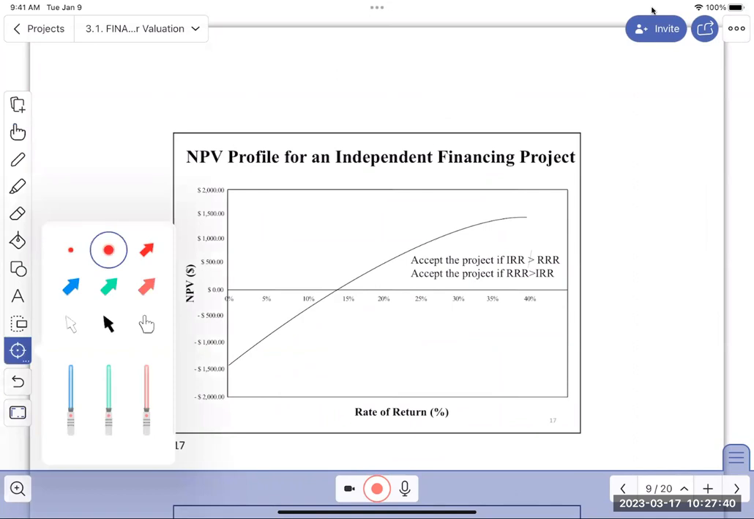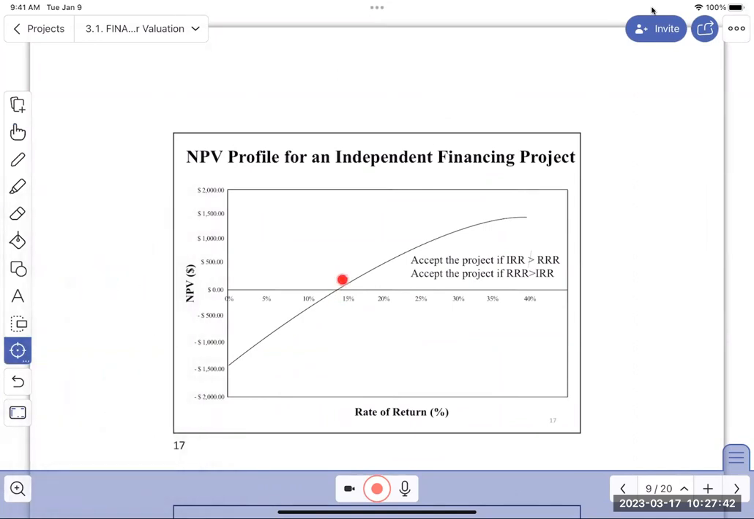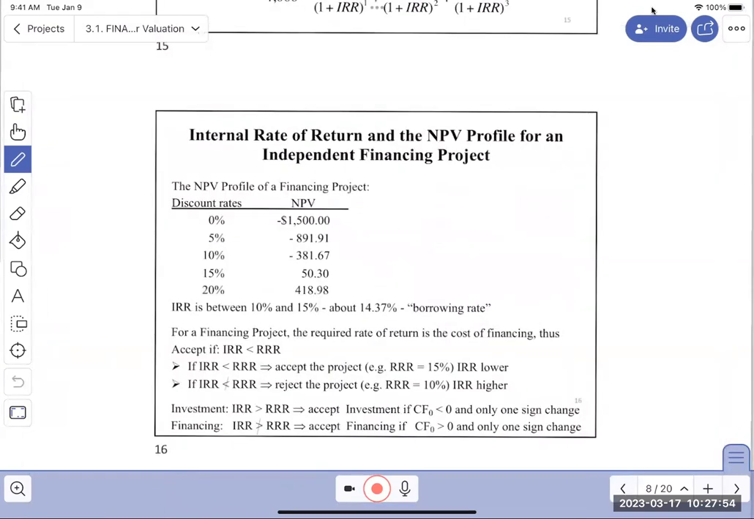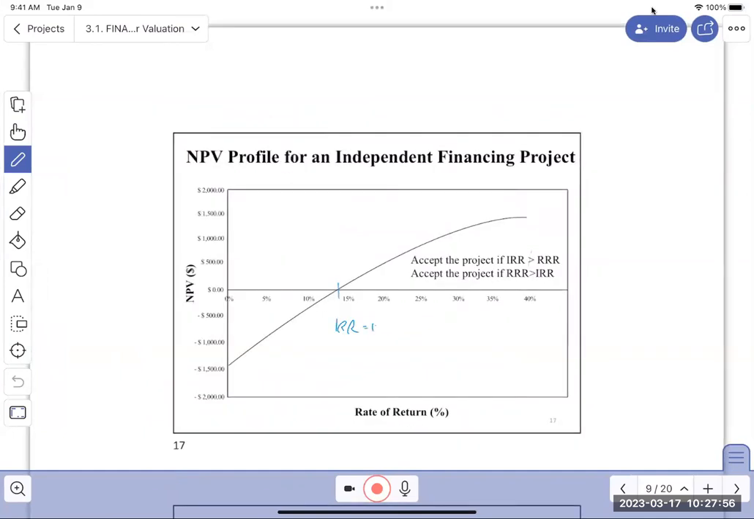This is where you'll find the internal rate of return. Now, how do we interpret the result? Let me go back and get the number. It's 14.37. So it's kind of on the screen, but how would you interpret the finding? What does this mean now? When should we accept the project?